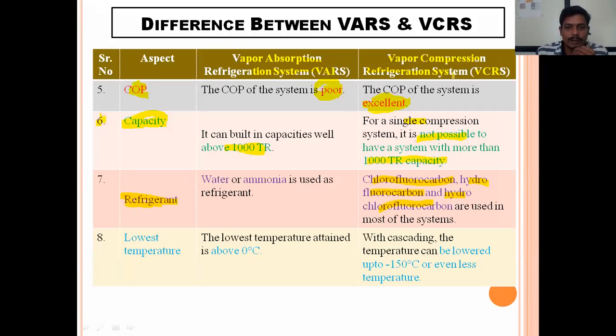But in case of vapor absorption refrigeration system, we are using either water or ammonia as a refrigerant.